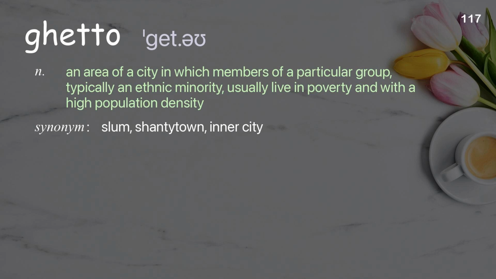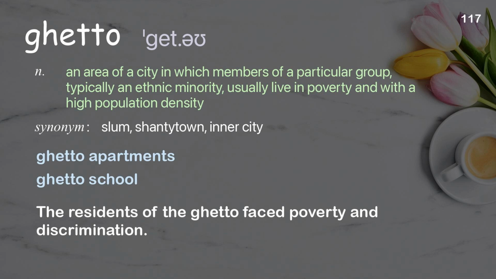Ghetto. An area of a city in which members of a particular group, typically an ethnic minority, usually live in poverty and with a high population density. Examples: Ghetto apartments. Ghetto school. The residents of the ghetto faced poverty and discrimination.